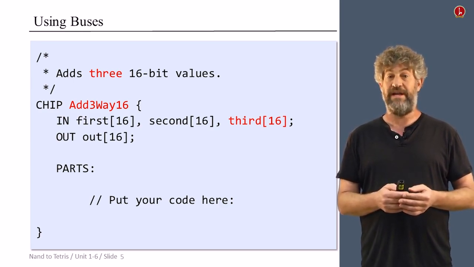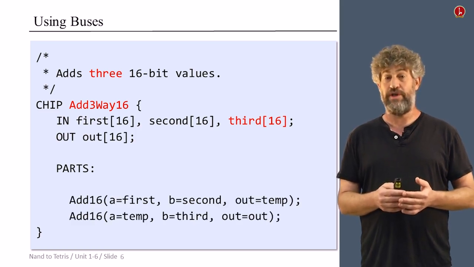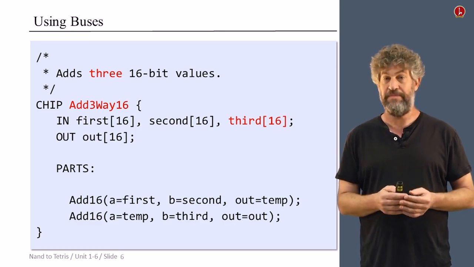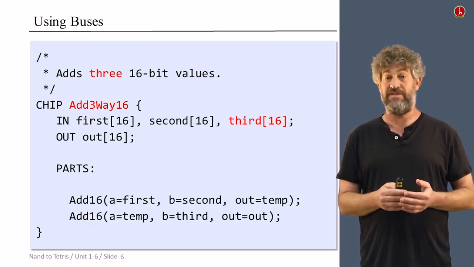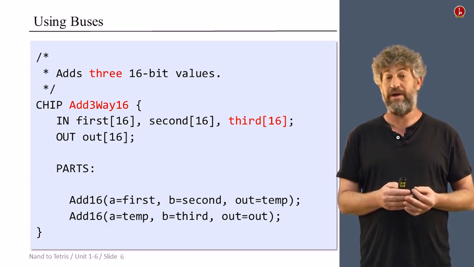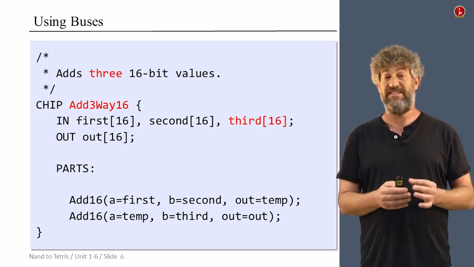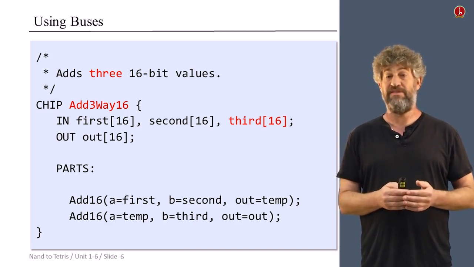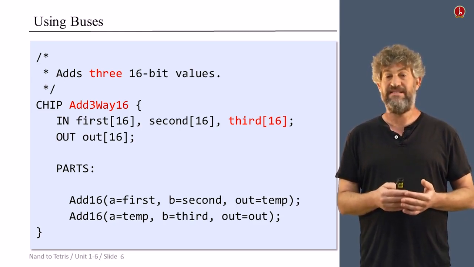This is how we do that in HDL. We have 2 internal chips. Each one of them is the 16-bit adder that we've just seen. We add the first and the second inputs and plug the result into a temporary variable called temp, which is also 16 bits. And then we take this temporary variable, or temporary wire, if you wish, or temporary bus, 16 wires, and add it to the third, getting our final output. And this is how we can manipulate buses as entities inside HDL.